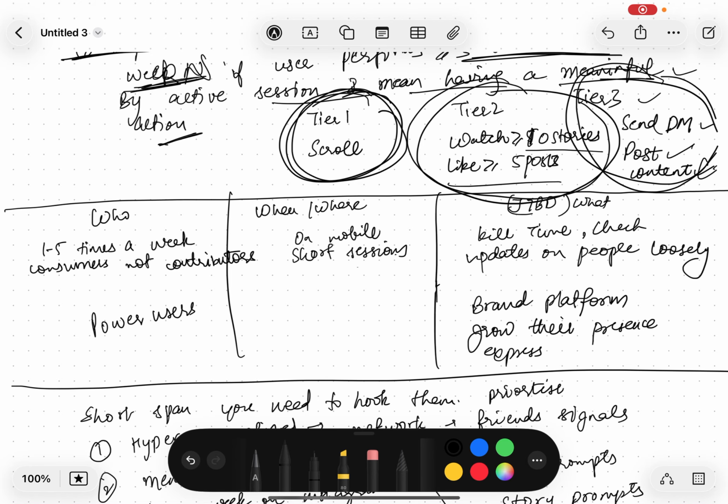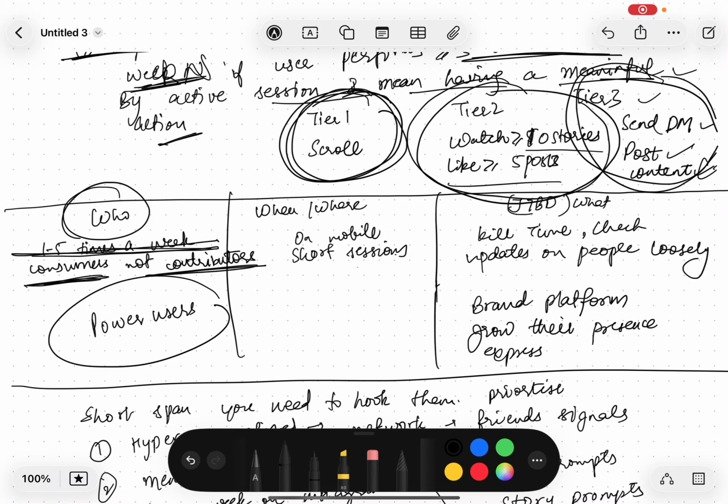Now we will talk about the user persona. So who are these users? These are the users who go to Instagram 1 to 5 times a week. These are basically the consumers, they are not the contributors. So they are different from power users. Power users are the people who already think of it as a brand platform. They want to grow their presence and they express themselves regularly.